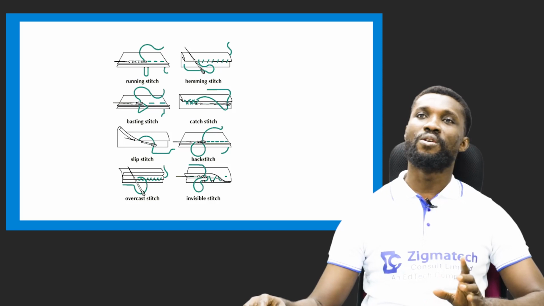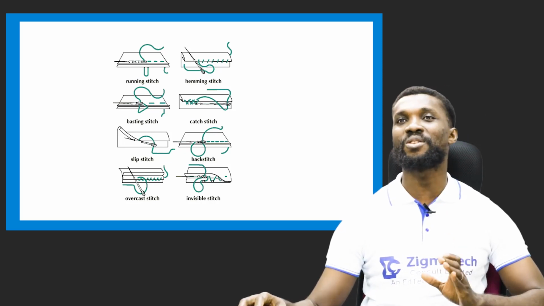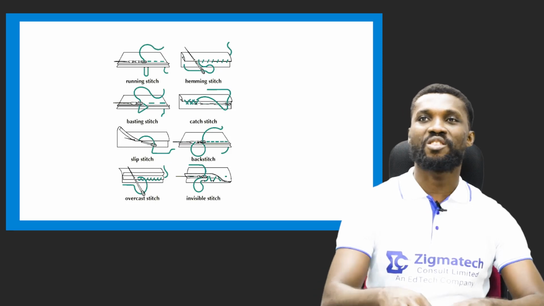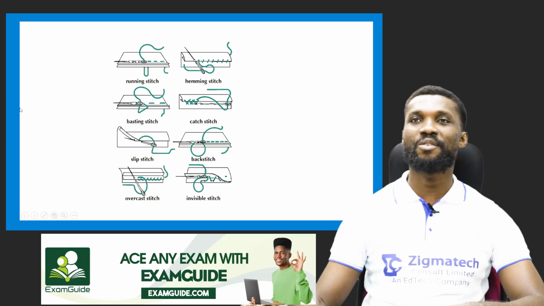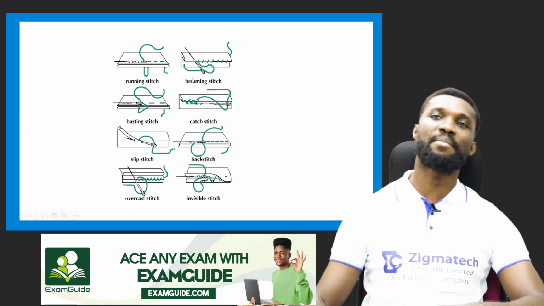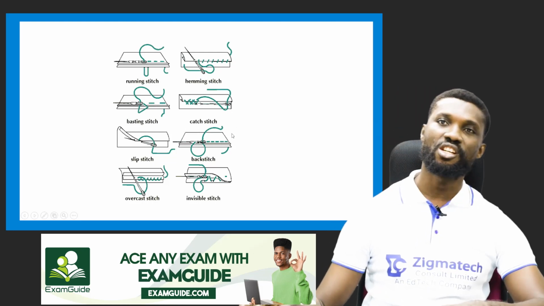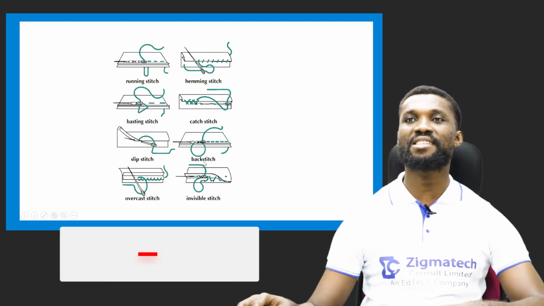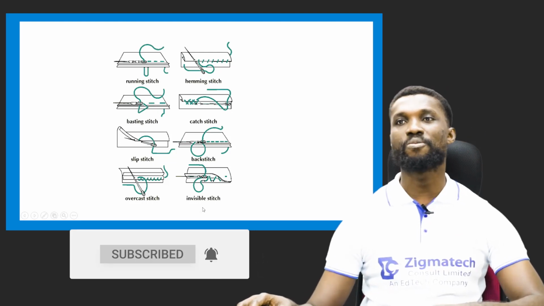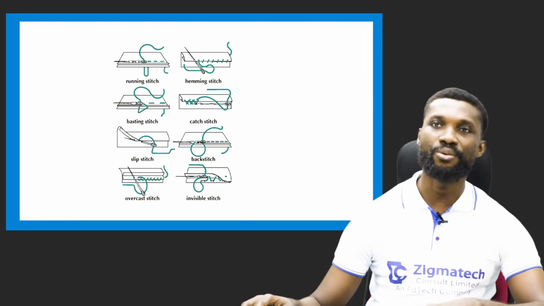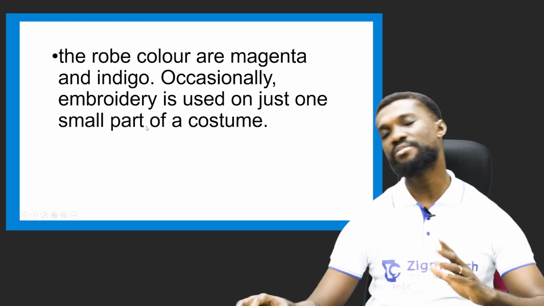All right, so these are the steps. If you're planning to make an embroidery, you can pause this and understand the different ways in which you can create your patterns and designs. We have the running stitch, the hemming stitch, the basting stitch, the catch stitch, the slip stitch, the back stitch, the invisible stitch, to mention but a few, and even the overcast stitch. All these are different stitching methods.